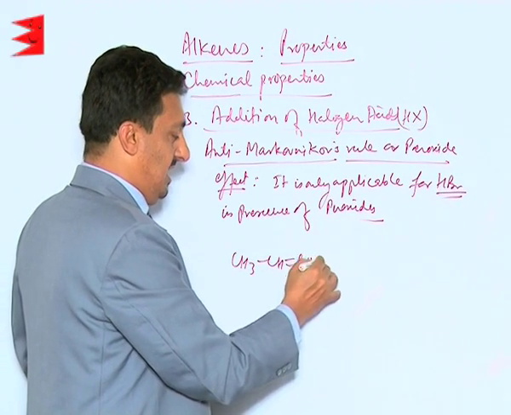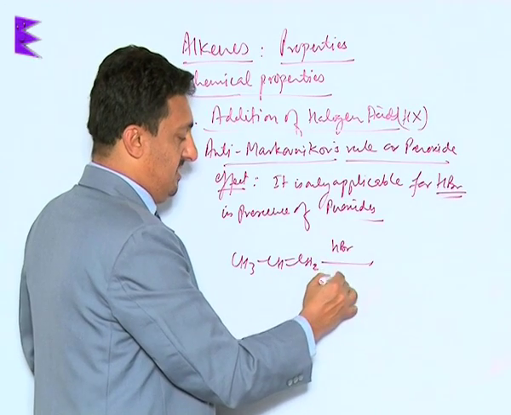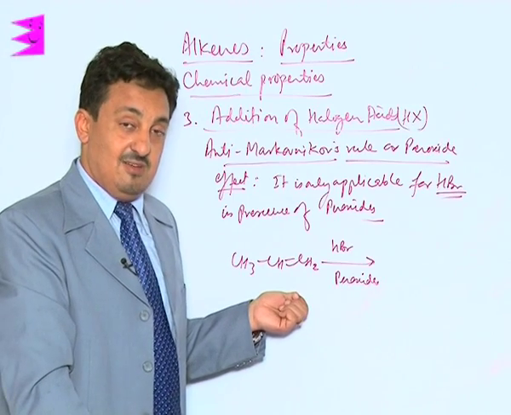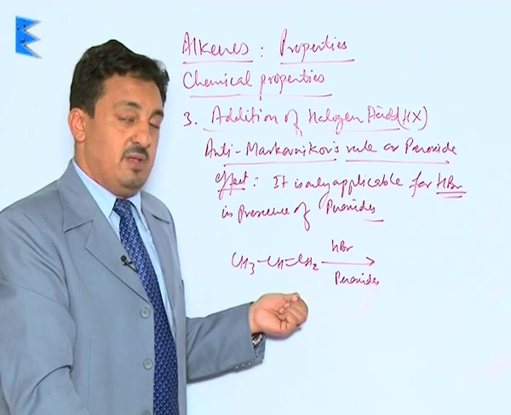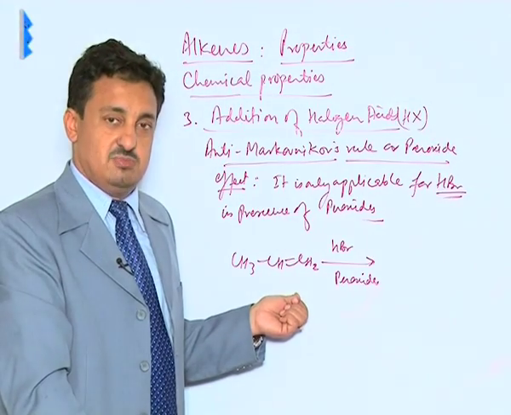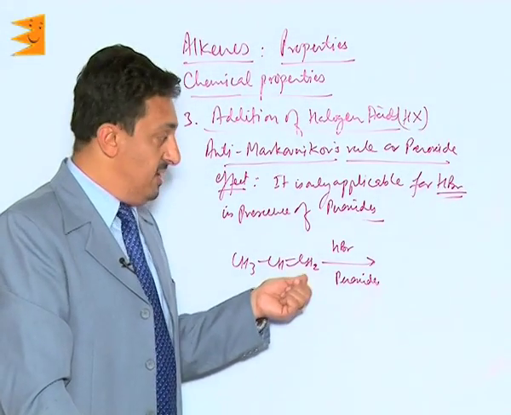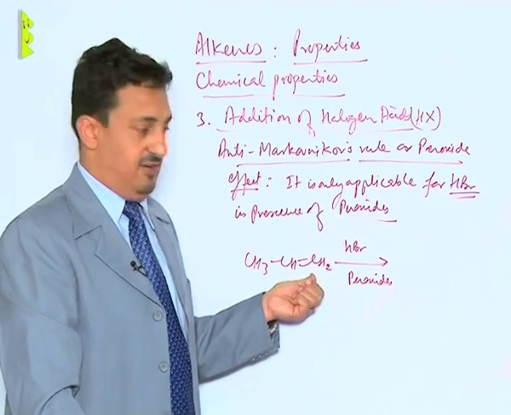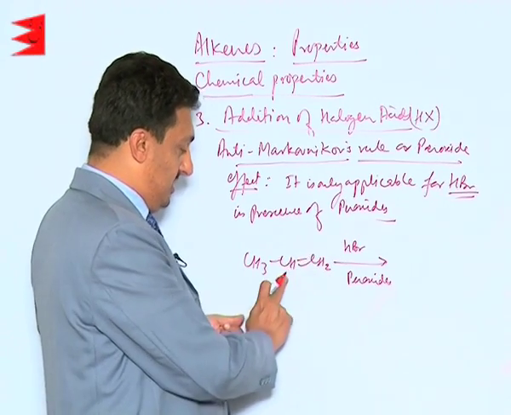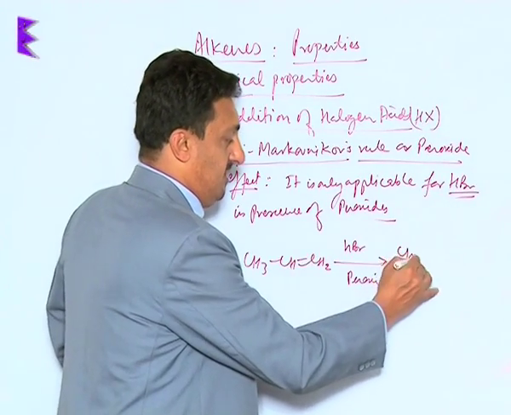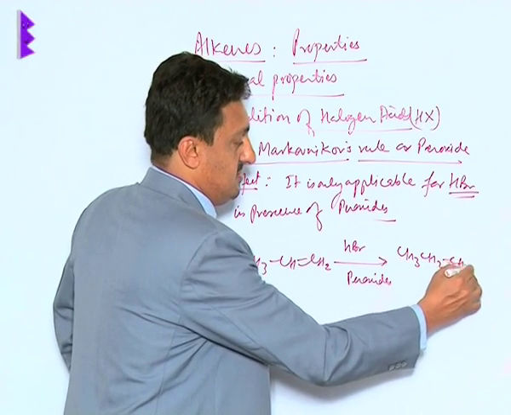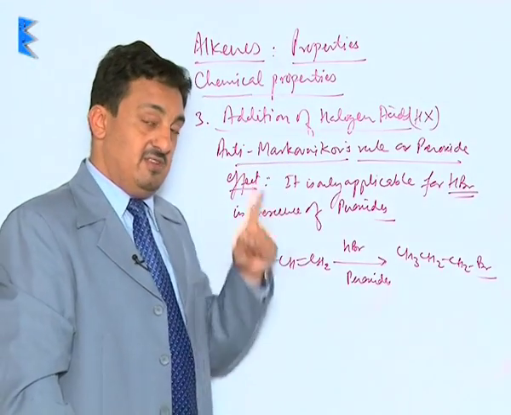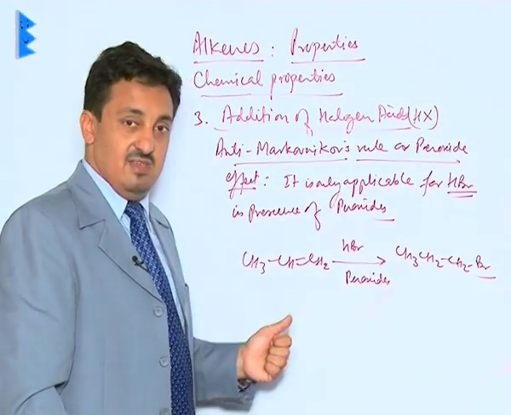If HBr is added to an unsymmetrical alkene in presence of peroxides, the reaction follows not the electrophilic addition mechanism, but a free radical addition mechanism. In this, the bromine goes to that carbon atom which is least substituted, or which has more hydrogen atoms. So bromine will go to this first carbon atom, and the product obtained will be this. Remember, this is called anti-Markovnikov's rule or peroxide effect.